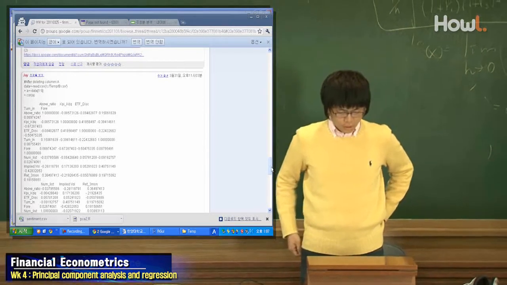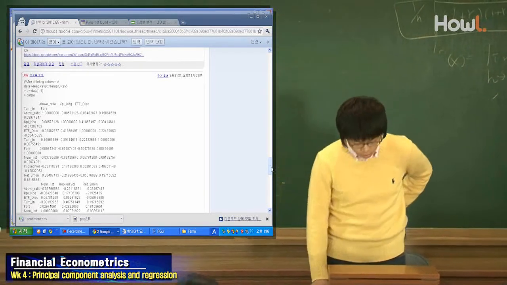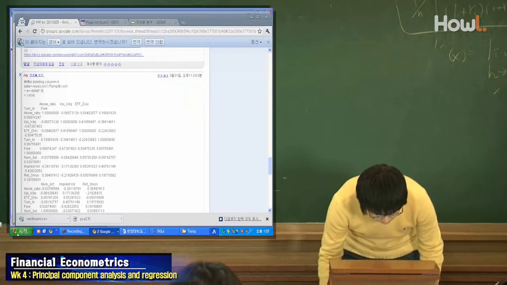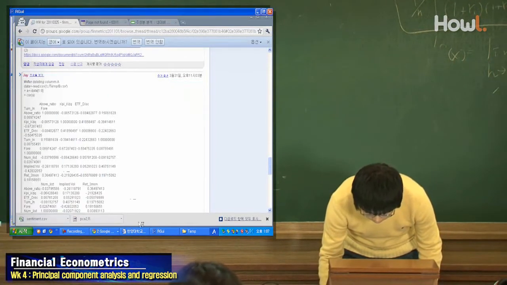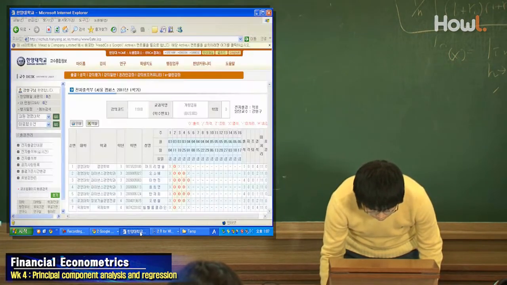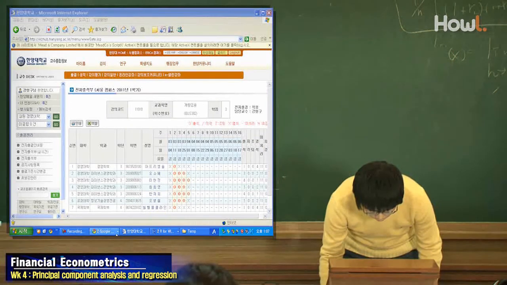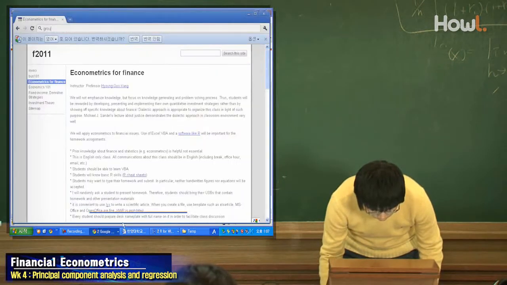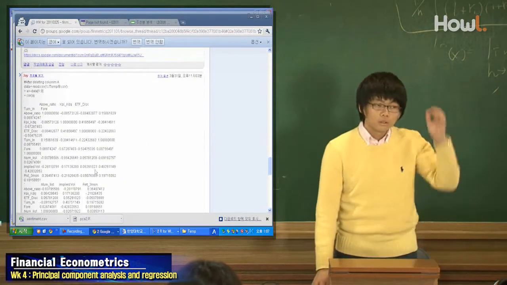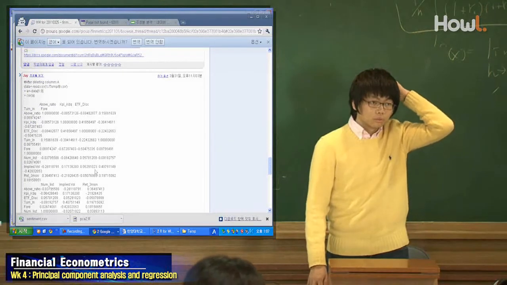At first, I'm deleting, downloading your program and run this. How can I download it? Just copy and paste. Yes. Whatever you want.